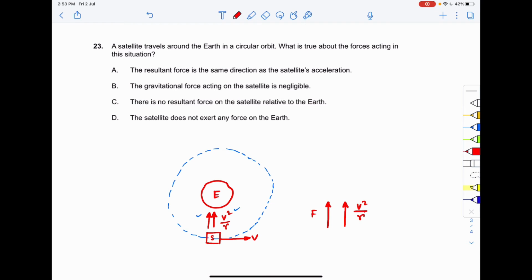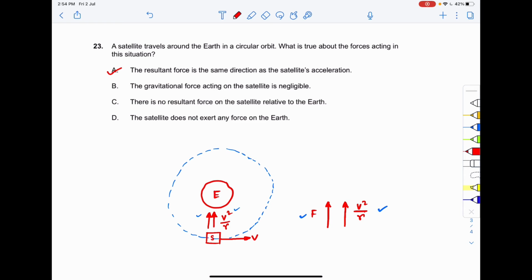So we can say that the resultant force that is applied by the earth on the satellite, that is the force F, is in the same direction as the centripetal acceleration, which is equal to v square by r, right? So this is in the same direction. So the correct option to your question number 23 will be option number A. Okay, so let us explore the other options as well.